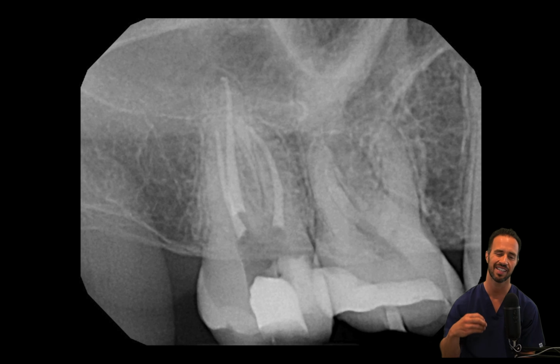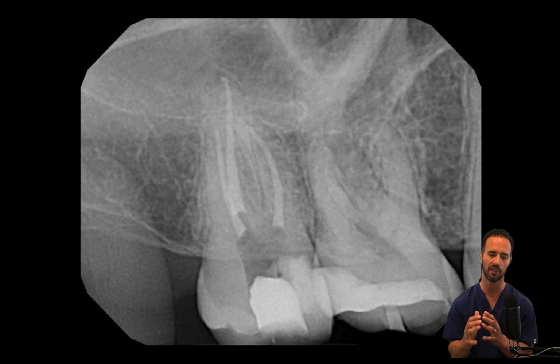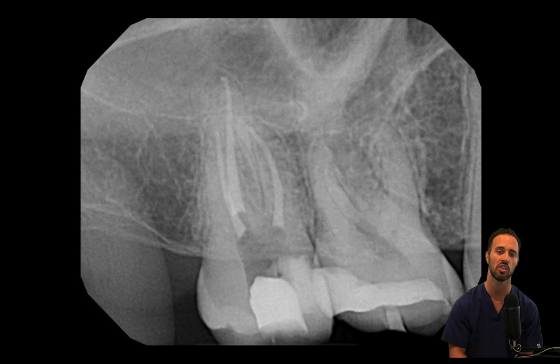And this is exactly how I want you to treat these upper molar cases if you decide to treat upper molars. This is a very, very straightforward case that, again, I see all the time in my schedule that with the right training and confidence, you can handle and become a super GP.